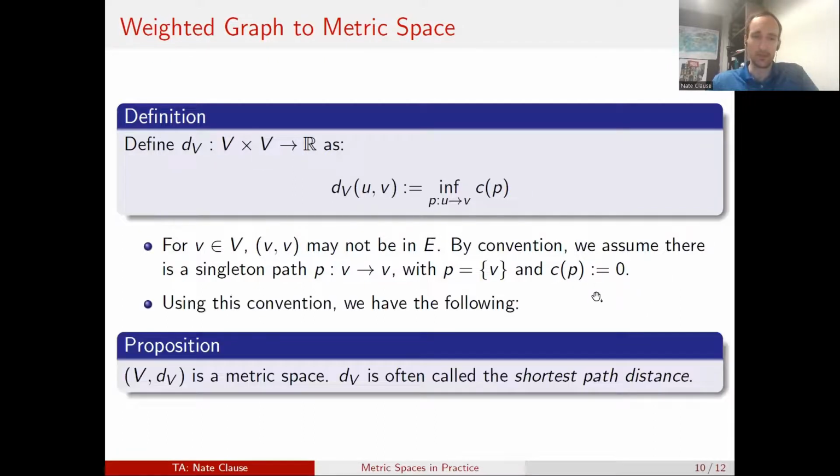Using this convention, we can show that (V, d_V), as defined above, is a metric space. And this d_V is often called the shortest path distance. It is also sometimes referred to as the geodesic distance in the graph.